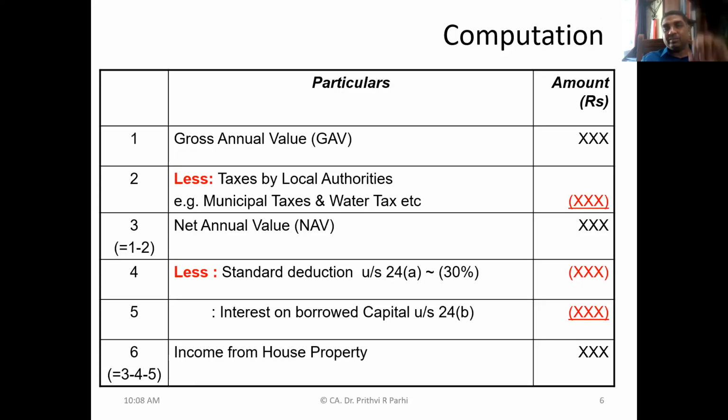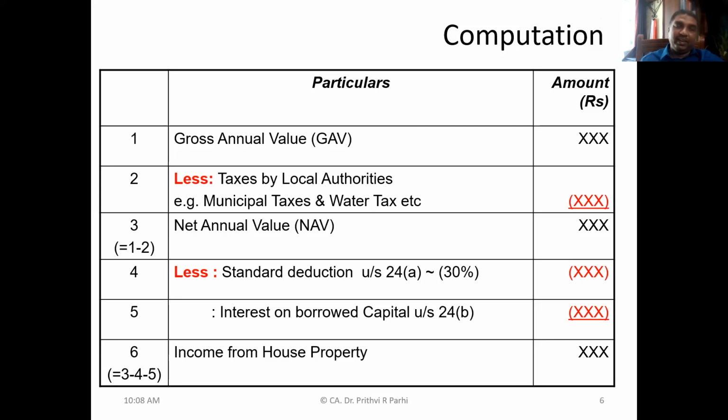Computation of income from house property is very simple. I am showing you in the slide a table-like thing which will help you to understand. First, we will be calculating something called the GAV. GAV stands for gross annual value. That is important for us. How to calculate that, I will be explaining shortly.